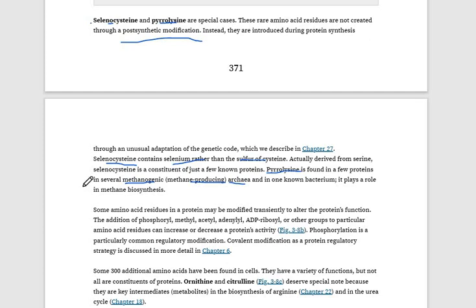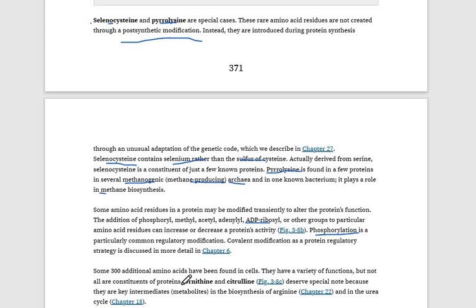It plays a role in methane biosynthesis, and some amino acid residues in a protein may be modified transiently, and they alter the protein's function. The addition of phosphoryl, methyl, acetyl, adenylyl and ADP-ribosyl groups to particular amino acid residues can increase or decrease protein activity. Phosphorylation is a particularly common regulatory modification.